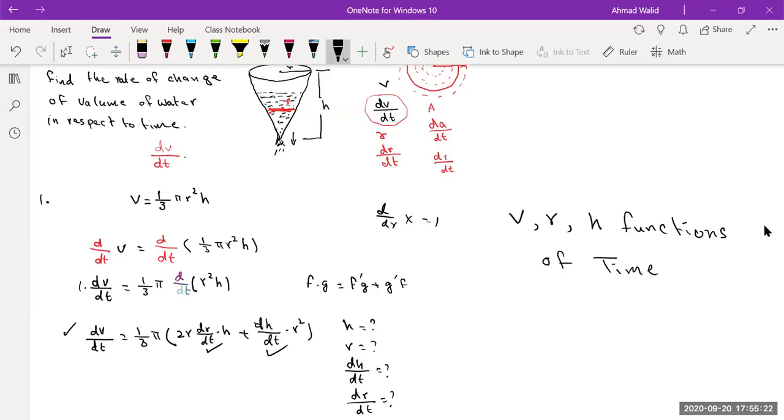Volume is changing in respect to time. Radius is changing in respect to time. Height is changing in respect to time. Then V, R, H, they're all functions of what? Time.